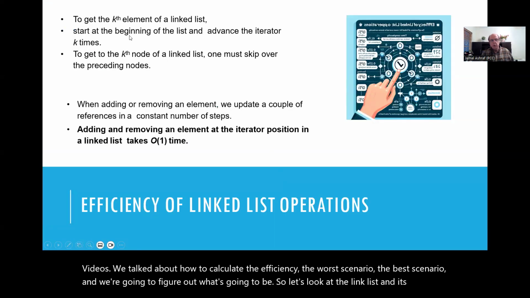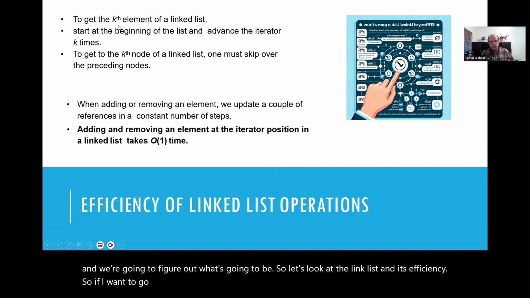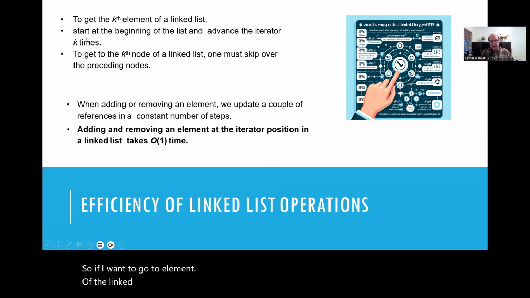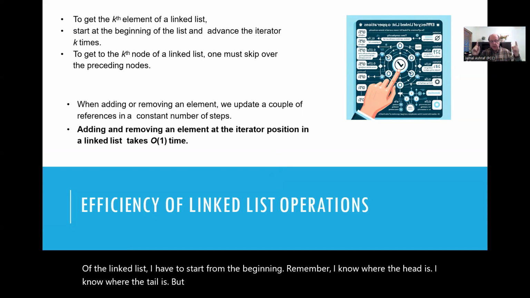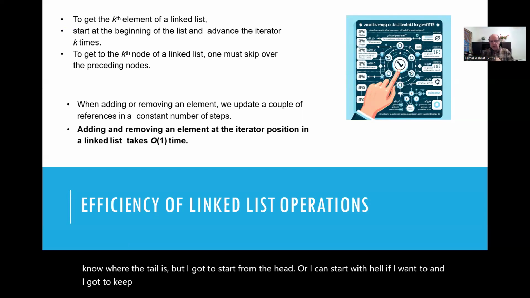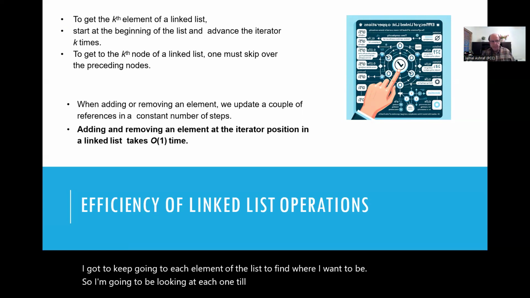If I want to go to element K of the linked list, I have to start from the beginning. Remember, I know where the head is, I know where the tail is, but I have to start from the head, or I can start with the tail if I want to, and I have to keep going to each element of the list to find where I want to be. So I'm going to be looking at each one till I get to where I want to be.